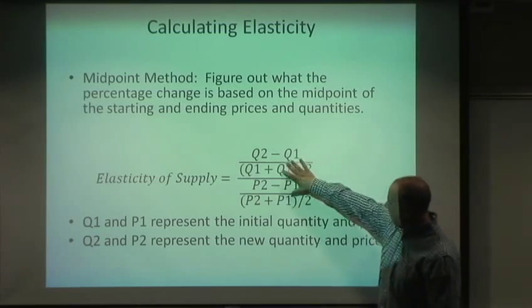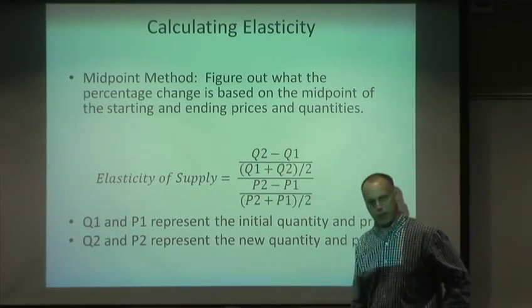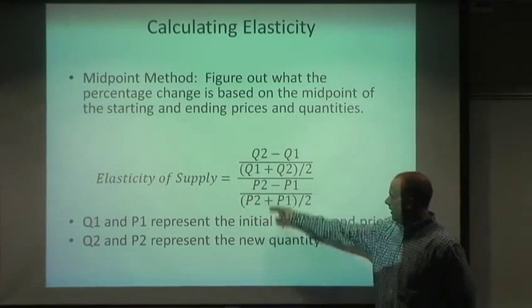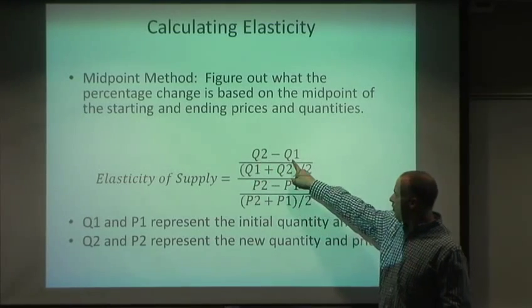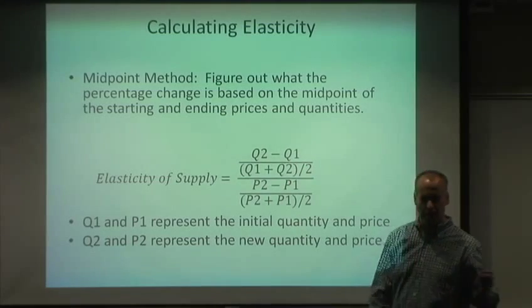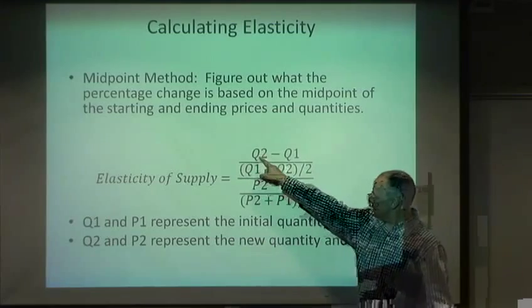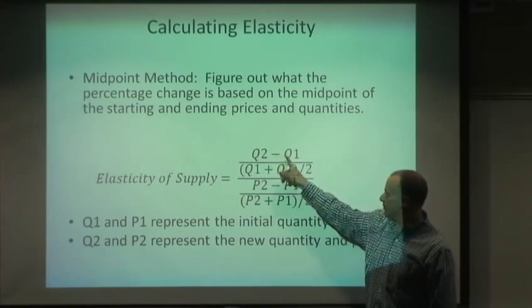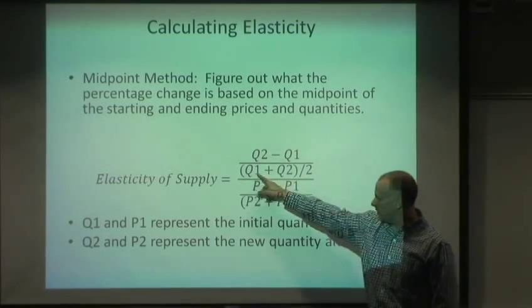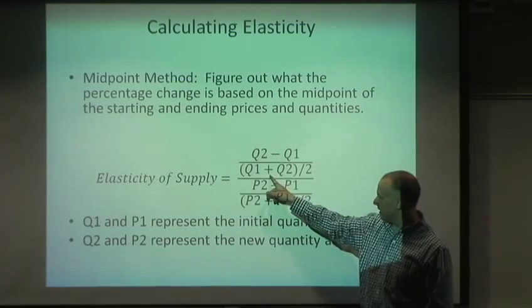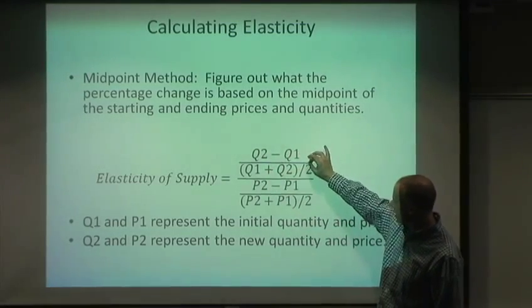So written in algebra, here's the basic formula for elasticity of supply using this midpoint method. Q2 is our ending quantity. Where did we move to? Q1 is our starting quantity. So if quantity went from 1,000 to 1,200, this would be 1,200 minus 1,000. So our change would be 200, divided by the average of 1,000 and 1,200, which would be 1,100. So our change would be 200 over 1,100, and this would give us our percentage change in quantity.